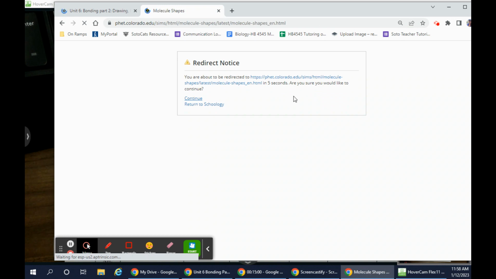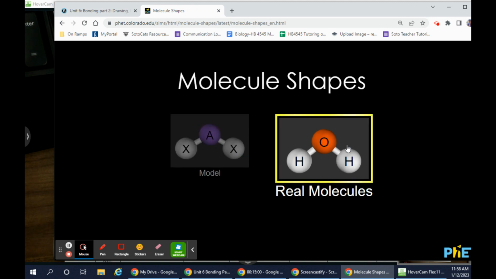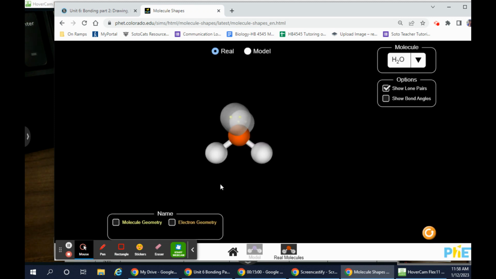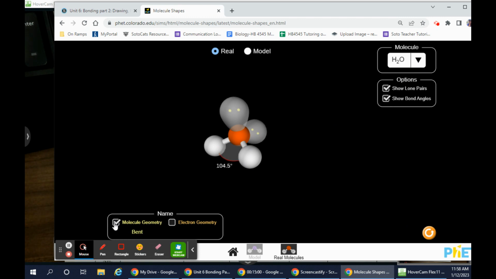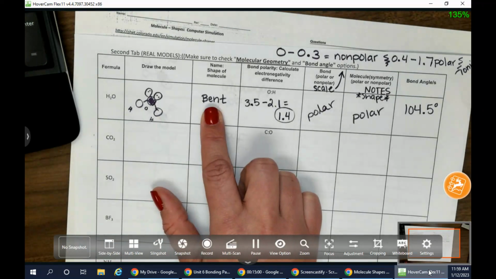Okay. Once you're in the PhET simulation, the whole backside is based off of the one that says real. Let me see if it shows that. There it is, real molecules. So we would click on that, and then you can kind of look through this. Your dropdown is right here. You have show bond angles; make sure that box is checked. Make sure molecule geometry is checked. So for this first one, for water, we have bent. So that went right there in that second column, right? So after we drew it, we wrote bent.